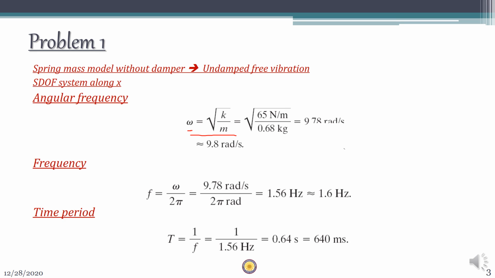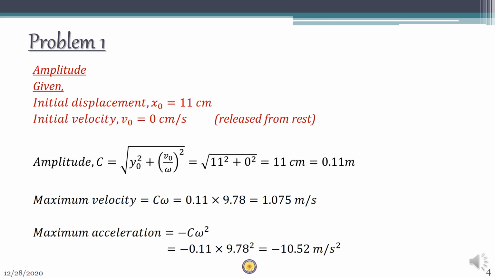Once we have the value of omega, you can find the cyclic frequency f is equal to omega by 2 pi. So 9.78 radians per second divided by 2 pi radians, we have f is equal to 1.56 per second or 1.56 hertz. Once you have the frequency, you can find the time period as the inverse of frequency. So T is equal to 1 by f. We have time period as 0.64 seconds.